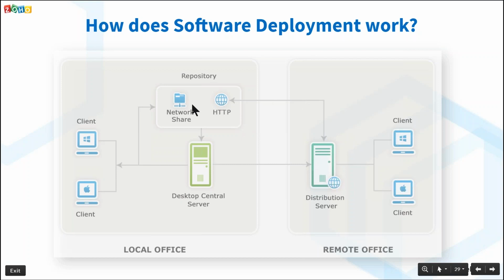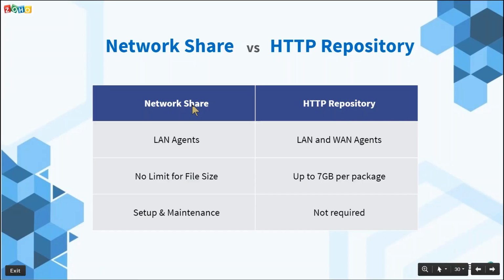Why do we need two different repositories? Here is the comparison to explain that. Network share is more suited for LAN, where there is no limit to the package size you deploy. Whereas using the HTTP or HTTPS repository, you can deploy software to LAN as well as WAN. Up to 7 gig packages can be uploaded to the HTTP repository.